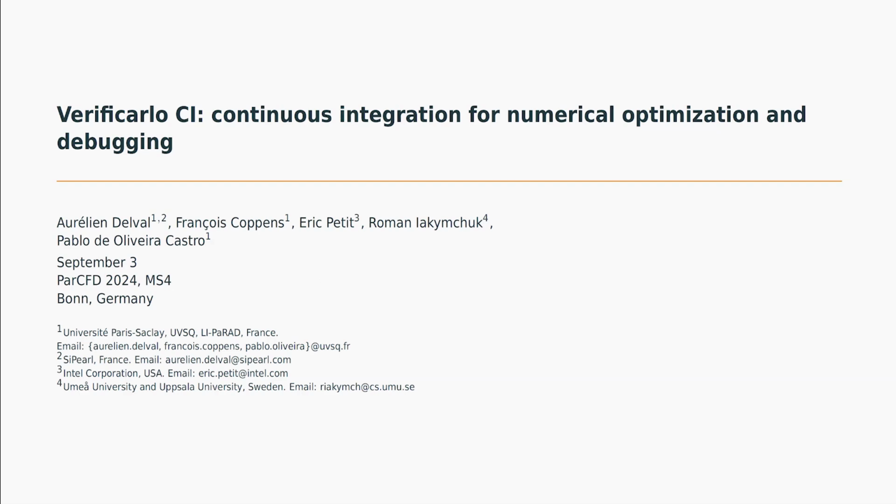And I'm going to give you an overview of Verificarlo CI, which is a framework, as the name implies, that is based on the Verificarlo tool, and which aims at integrating numerical accuracy tests into CI workflows.